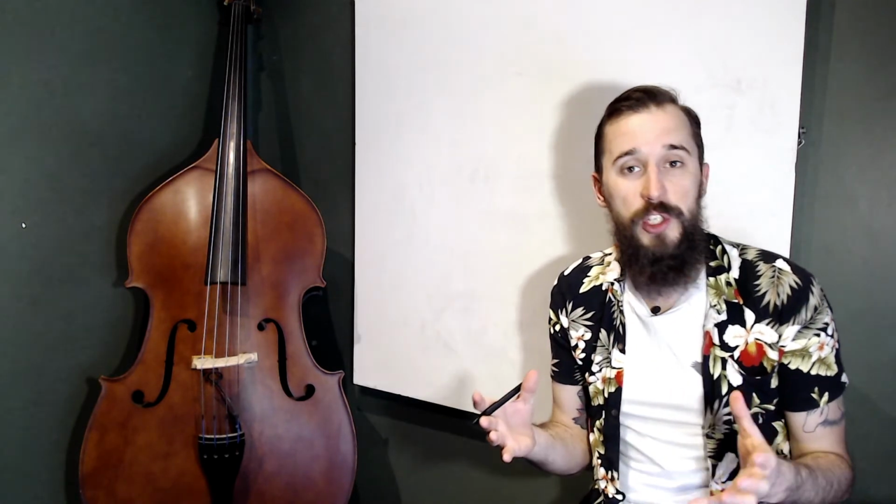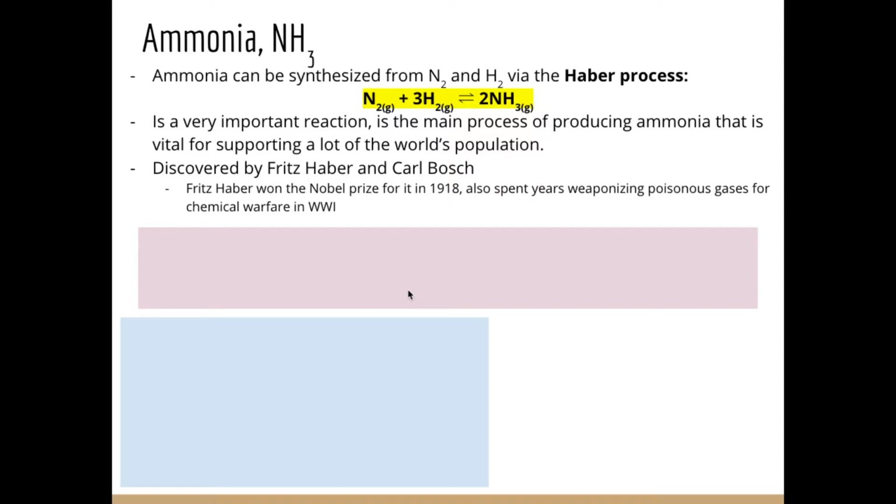The reason it's so important is because it can create the fertilizers that support the majority or a large proportion of the Earth's population by allowing the crops to grow, whereas naturally these crops wouldn't be able to grow because there would be insufficient nitrogen for the rate with which we're removing the plants for them to regrow and thus keep feeding us. So it's a very important reaction. It's the main process of producing ammonia that is vital to supporting a lot of the world's population. Discovered by these fellas called Fritz Haber and Carl Bosch.